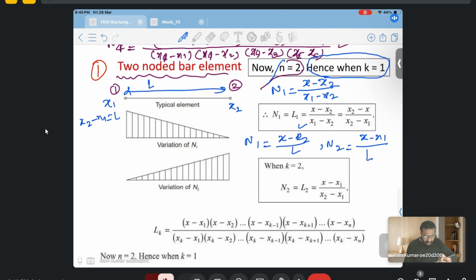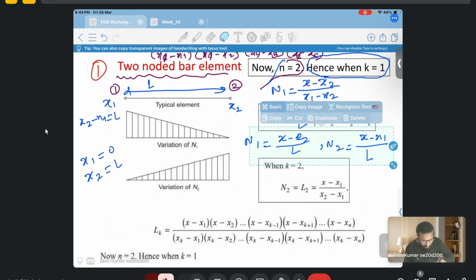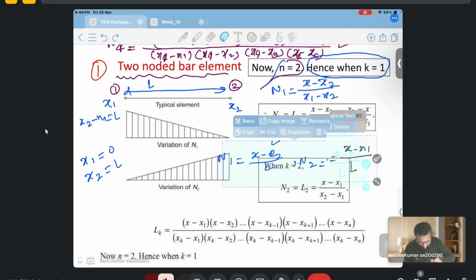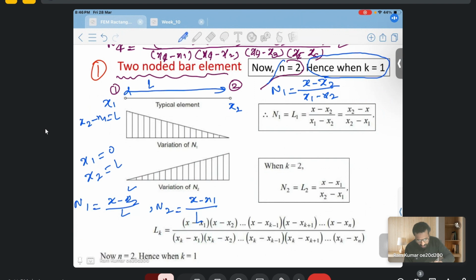And if I say, in a further assumption, for example, x1 equal to 0 and x2 equal to L, what will happen? n1 equal to x minus L by L will become x by L minus 1, and n2 will become x minus 0 by L. Correct?